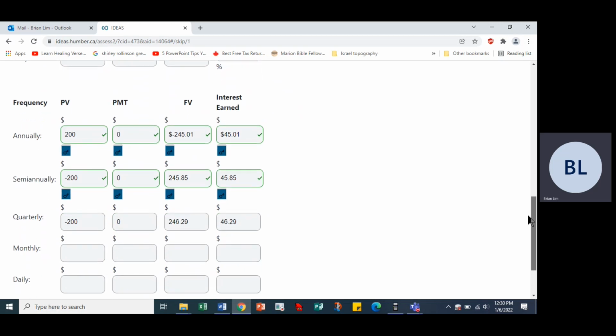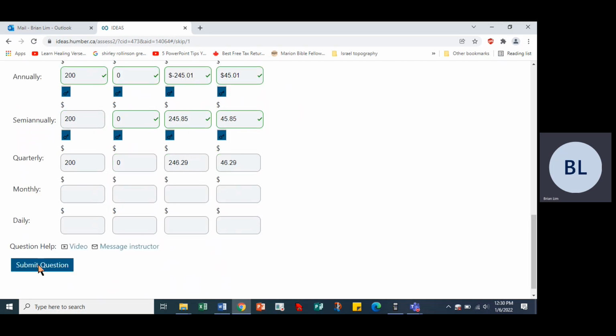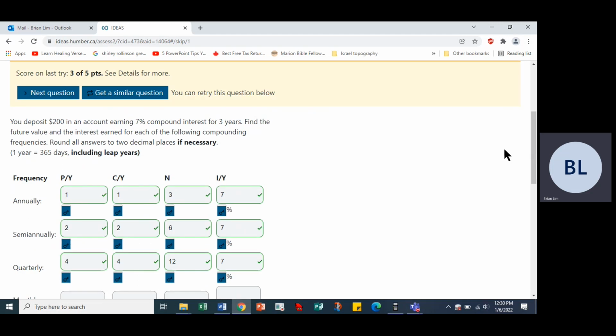Okay, so the present value can be entered as a negative, but if the interest earned must be positive, or if you wish, you could enter all of these positive. Okay, and if you wish, you could have gotten a negative value for the future value as is shown up here. Okay, so we can check our answers and we submit. And we should get another set.